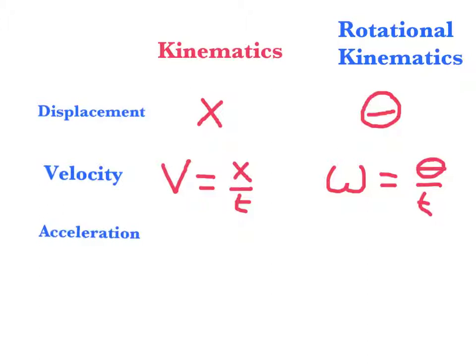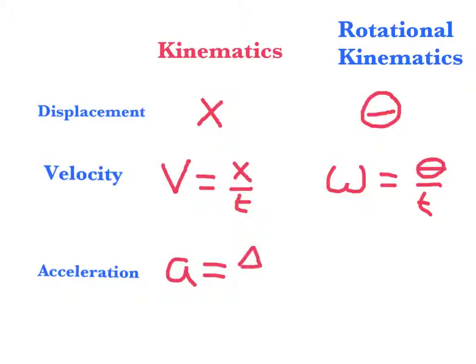And in regular kinematics, acceleration is A, and it's just the change in velocity over time. And in rotational kinematics, acceleration, angular acceleration, is alpha, and that equals the change in angular velocity divided by time.